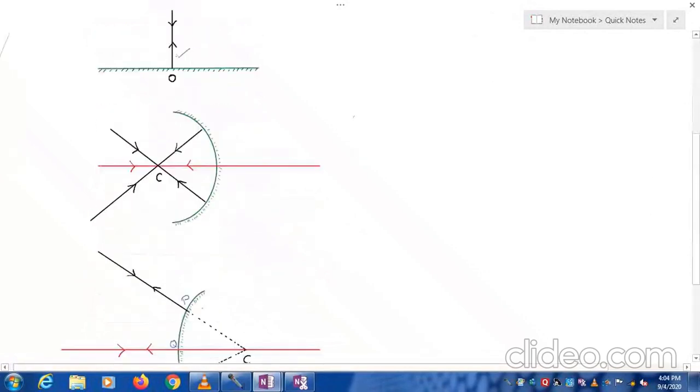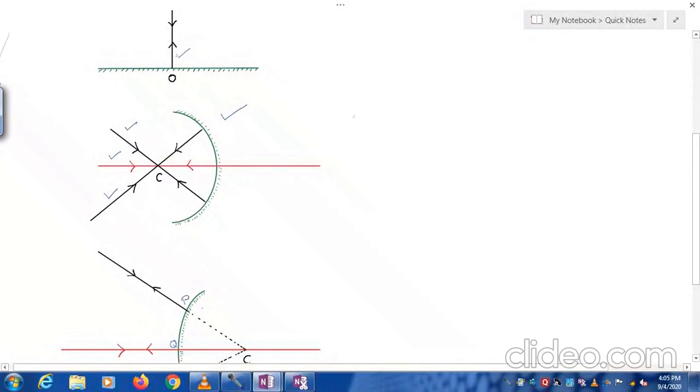And this diagram is the normal incidence in case of a concave mirror. It is a concave mirror. Here C is the center of curvature of the concave mirror. See here are three incident rays, and all the three rays are passing through the center of curvature of the concave mirror. Now in case of spherical mirrors, a ray passing through the center of curvature will incident normally upon the surface of the mirror.